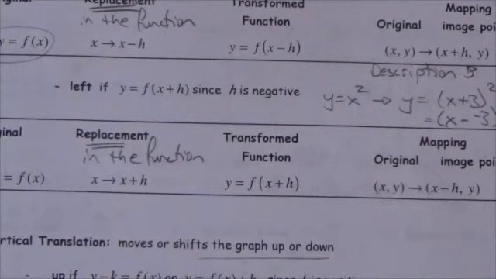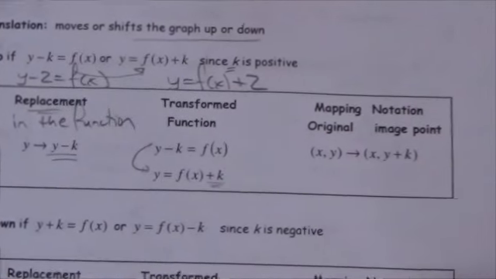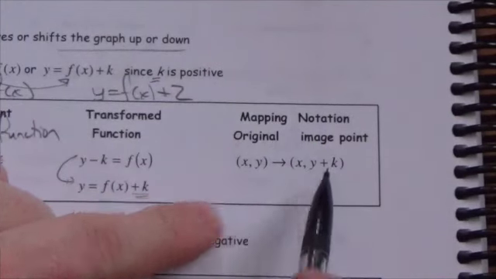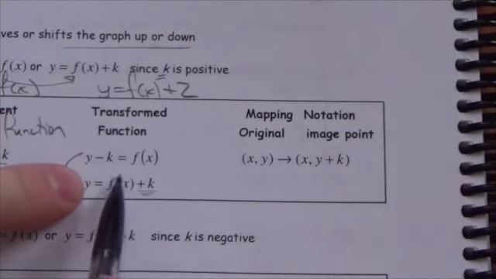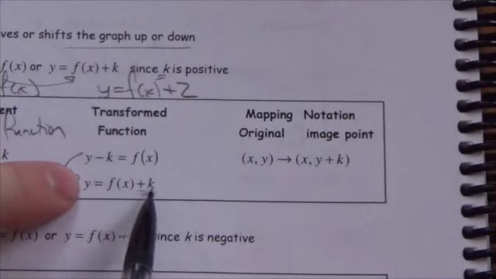If you ever get turned around, you're wondering, well, is what I'm looking at horizontal or vertical? Vertical's outside, horizontal's inside. Now my mapping point is (x, y) becomes (x, y + k). Now this is pretty consistent. Once you've written it in this form right here, think of it this way: this is my old y coordinate, this is the new y coordinate.